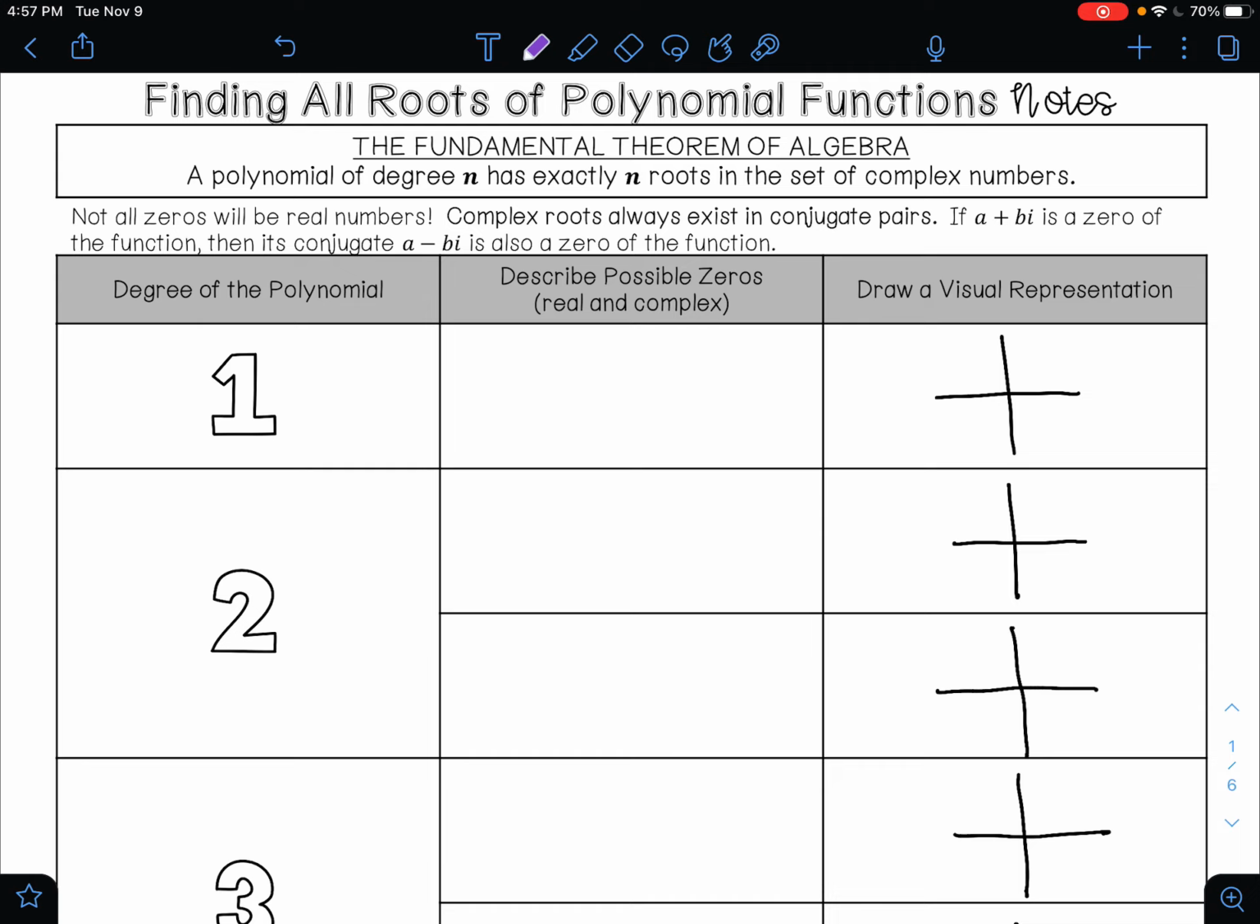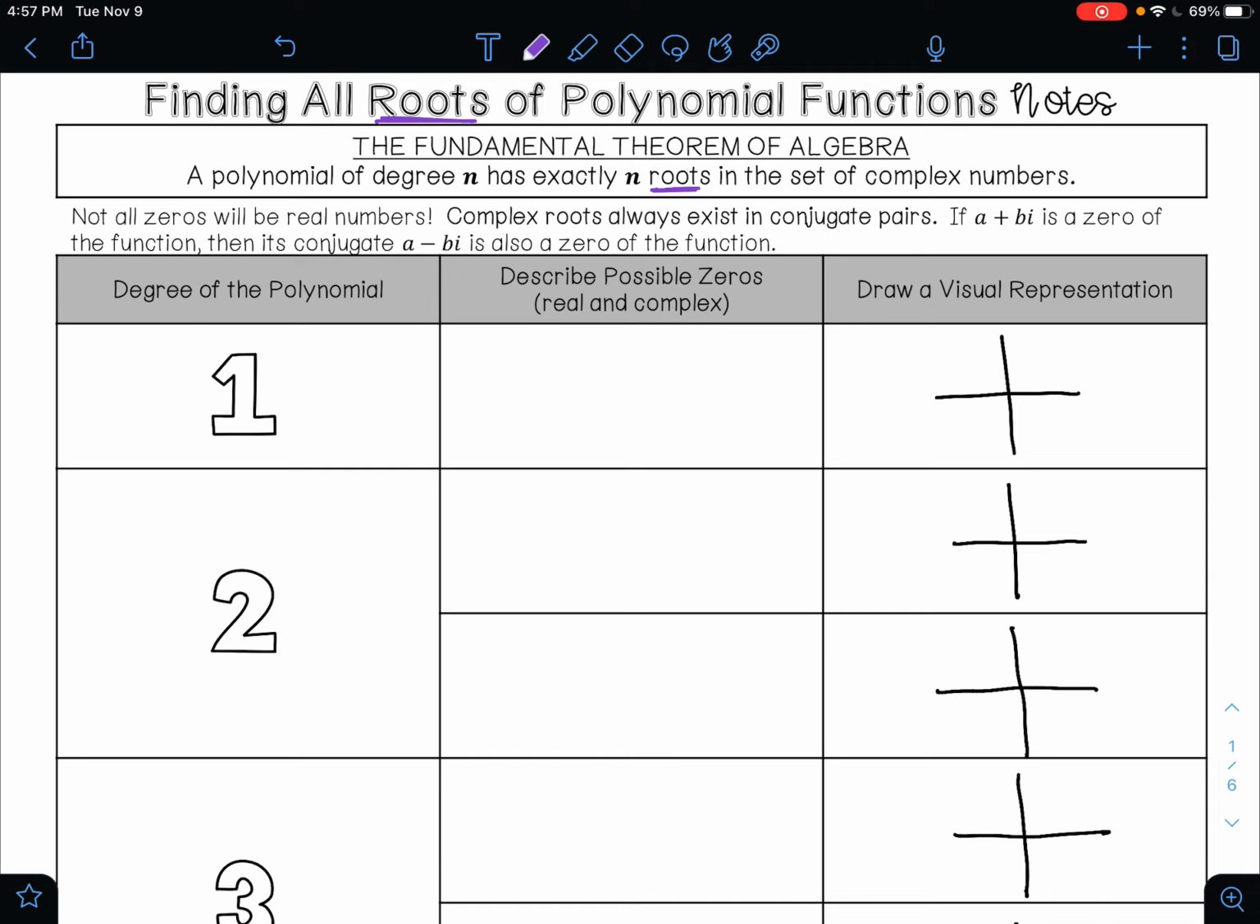Very exciting. Today we are learning the fundamental theorem of algebra. A polynomial of degree n has exactly n roots in the set of complex numbers. So whatever the degree of the polynomial is, that is how many answers that you will have, how many solutions. Remember, the solutions are the same things as roots. Roots are the same things as zeros. Zeros are the same thing as x-intercepts. So when we're talking about roots and zeros and solutions, we're always talking about those x-intercepts.